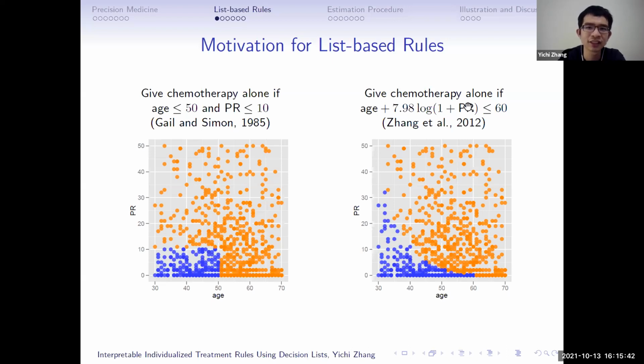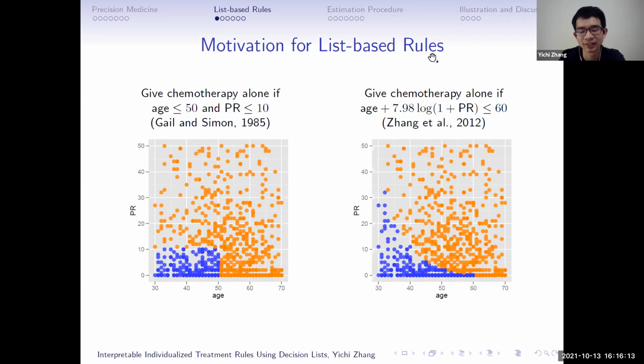In a recent paper that revisited this data set, the researchers consider another type of rules. Basically, they consider a linear combination of the covariates. So they end up getting a rule that age plus 7.98 times the log of 1 plus progesterone receptor level is less than or equal to 60.